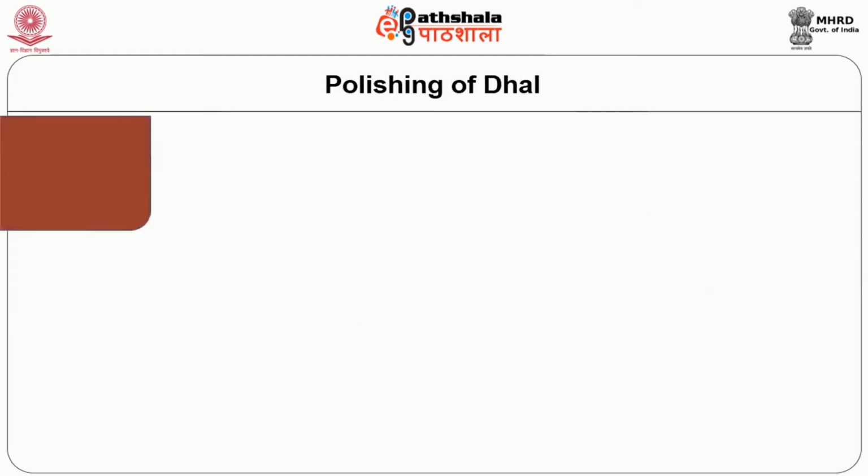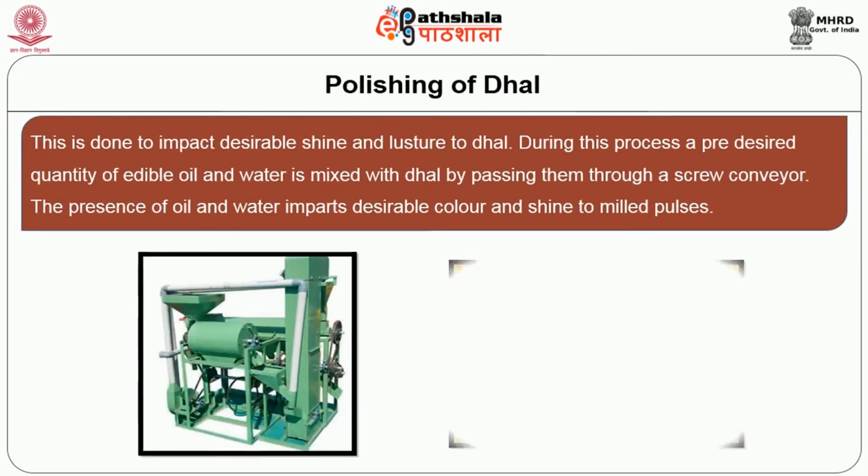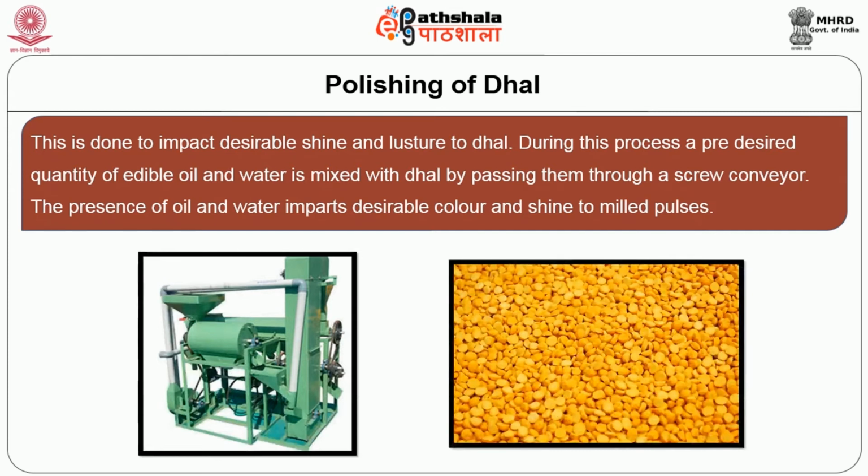Polishing of dal. This is done to impart desirable shine and luster to dal. During this process, a prescribed quantity of edible oil and water is mixed with dal by passing them through a screw conveyor. The presence of oil and water imparts desirable color and shine to the milled pulses.